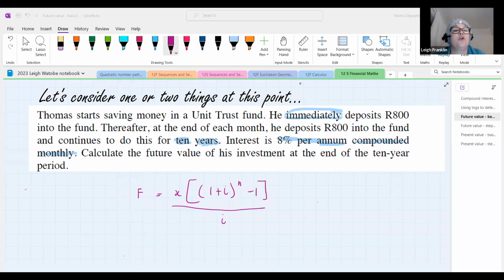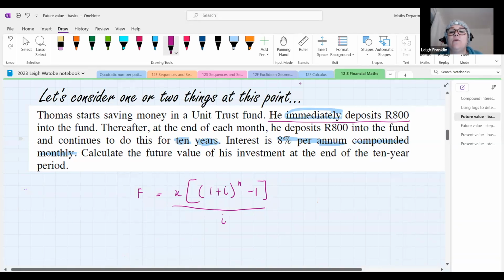Yes. Okay. So look at when the payments start. If they say something like this, where they immediately deposit money into the fund, often this implies that you have to plus 1, right? But not always. But we'll talk about that in our lesson on Thursday. But in this case, it does.